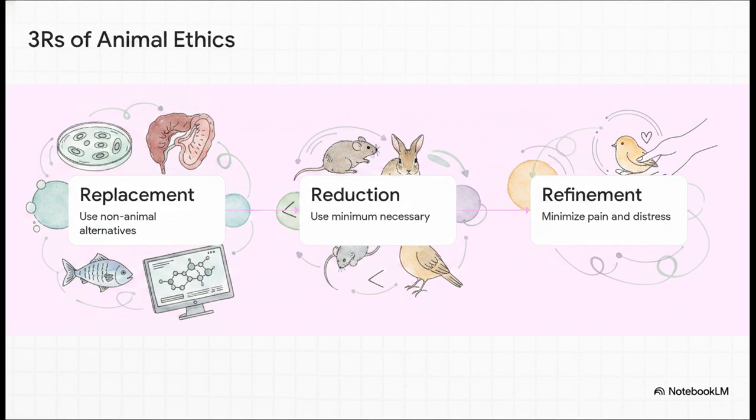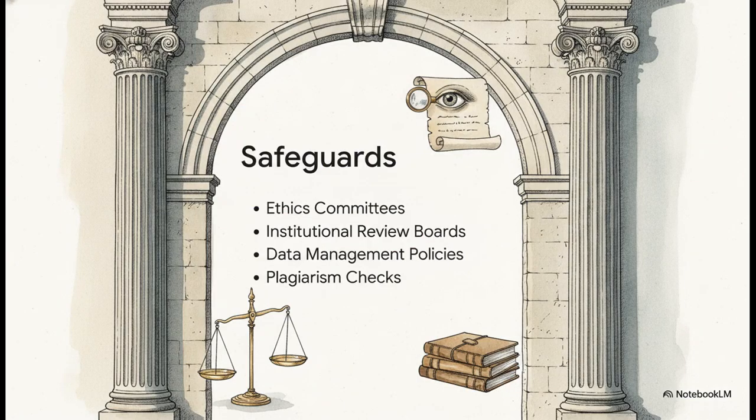This is about drastically improving the living conditions and the procedures to minimize any pain and distress the animals might experience. Research involving animals requires incredibly strict moral justification and profound humane care every step of the way. But remember, upholding ethics is never meant to be a solo journey. Individual researchers need serious institutional support and oversight.